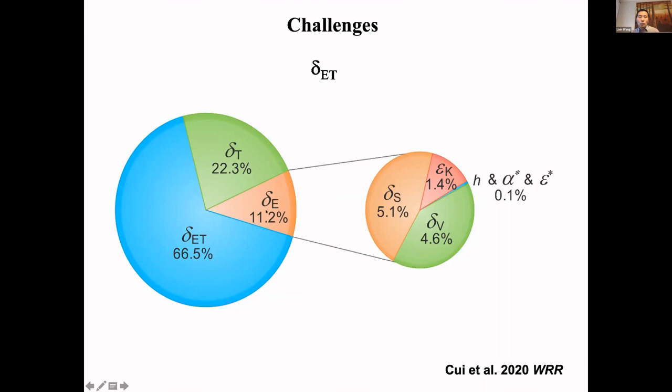One of the challenges for ET partitioning is the ET isotope signature. That contributes the largest uncertainty in the whole ET partitioning uncertainty. So for this method, it is still an open question for the community how to minimize the uncertainty and improve the accuracy. So yeah, that's all, and thank you all. Hopefully that will help stimulate some thoughts about different methods.